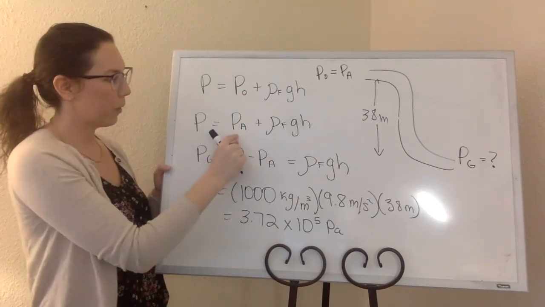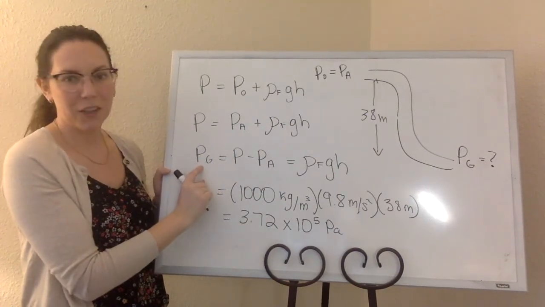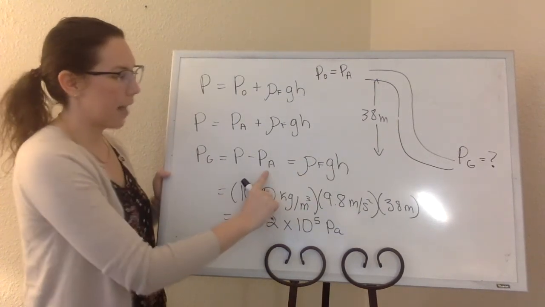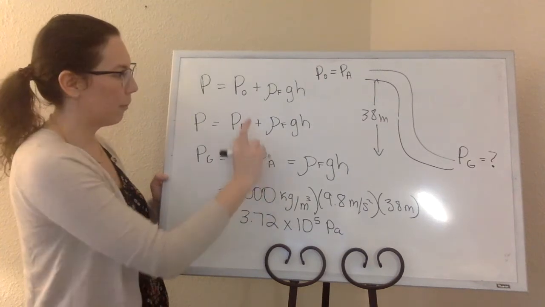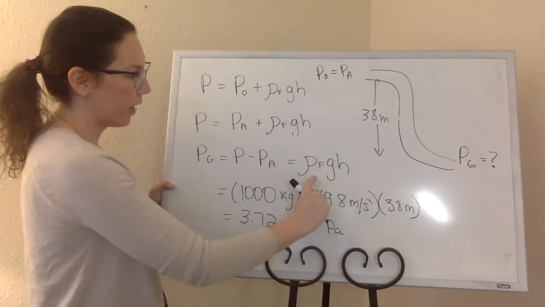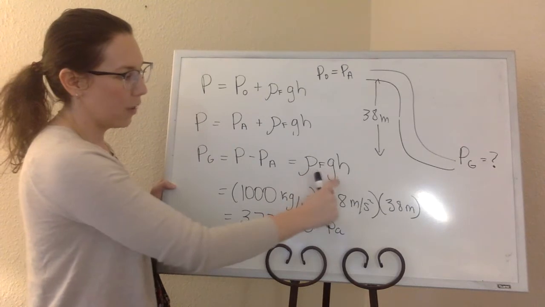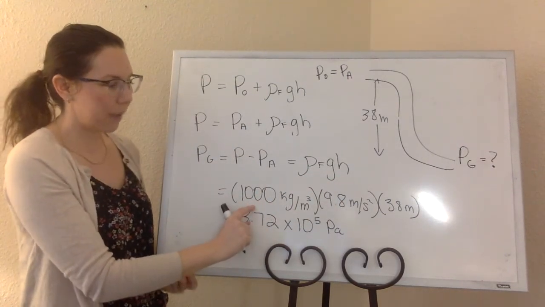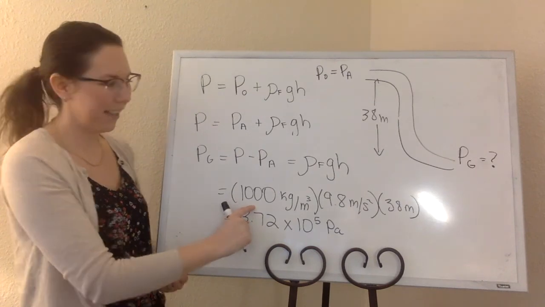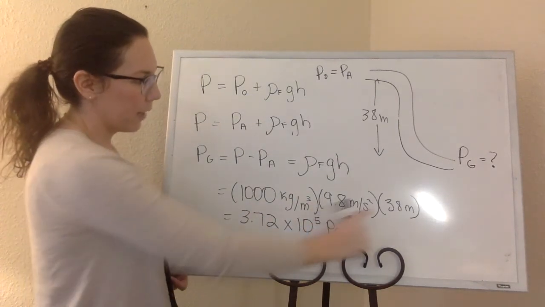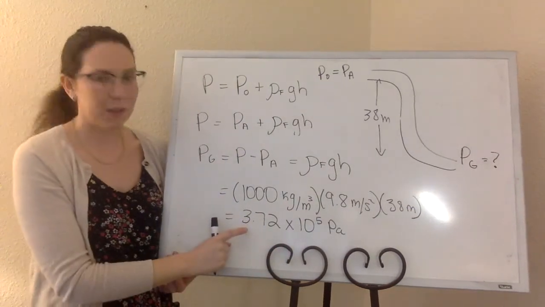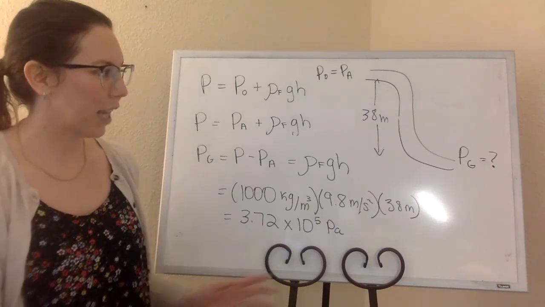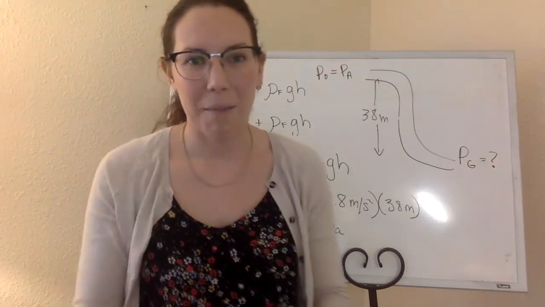So we know P0 equals PA, and the gauge pressure is the difference between the absolute pressure at that point and the atmospheric pressure. And if we subtract them, we can see in this equation, by rearranging, that equals rho GH. So it's a simple calculation here. We can just plug that in. 1,000 kilograms per meter cubed for the density of water times 9.8 meters per second squared, 38 meters, gives me 3.72 times 10 to the 5 pascals for the gauge pressure needed at the bottom of that pipe.